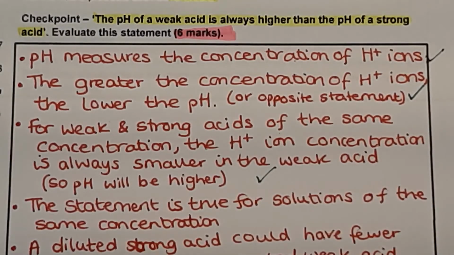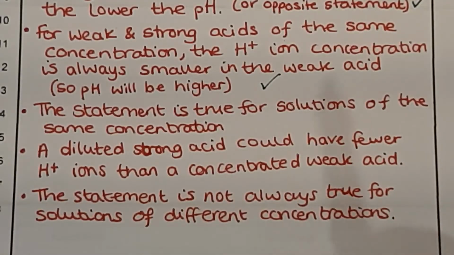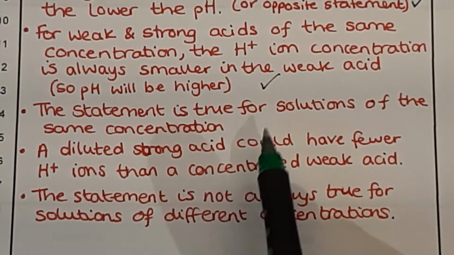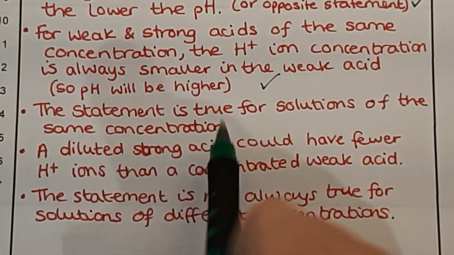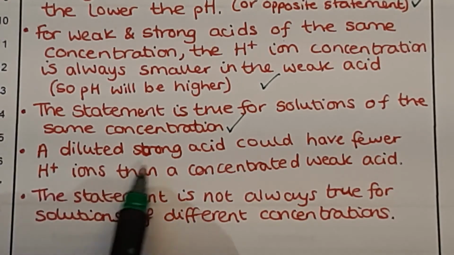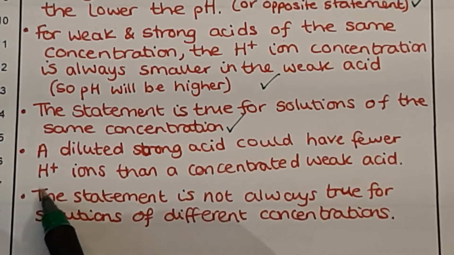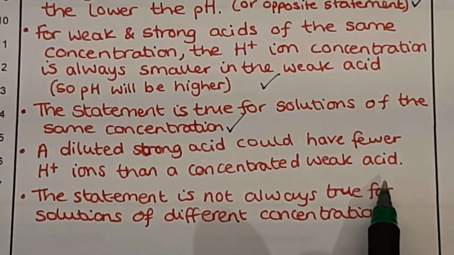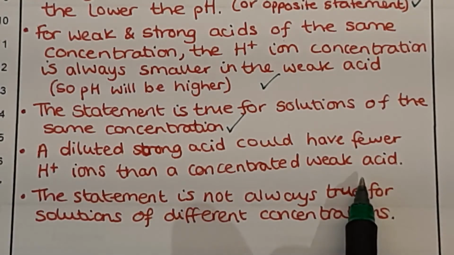So next you can say that the statement at the top of the checkpoint question is true, but only for solutions of the same concentration. If you've written that, you can have another mark. Now, you might have said that actually you could dilute a strong acid so much that it would have fewer hydrogen ions than a concentrated version of a weak acid, because pH is all about the amount of H+ ions, not about whether it's a strong or weak acid. So you can have a mark for that.